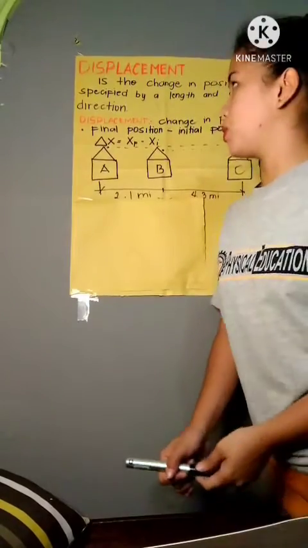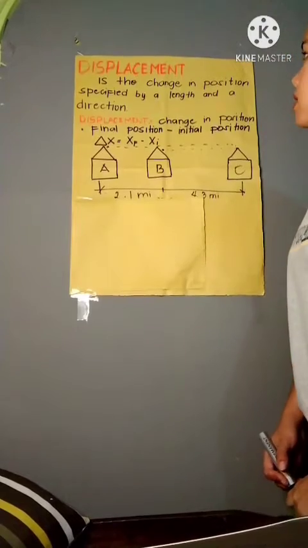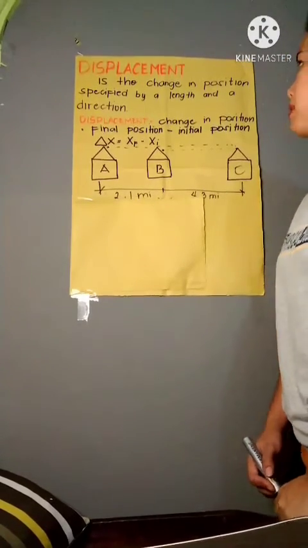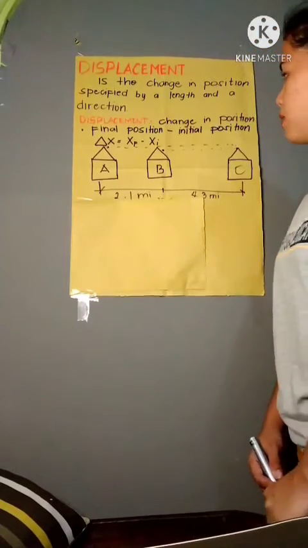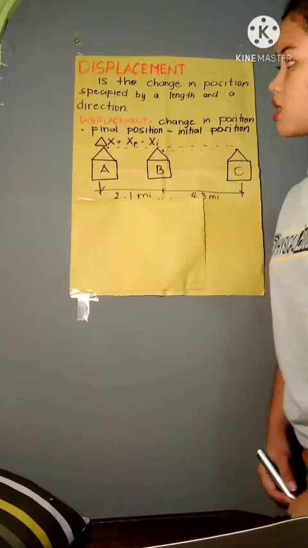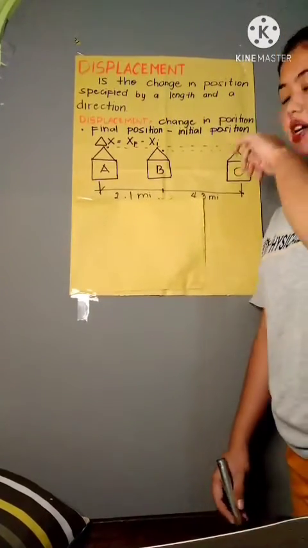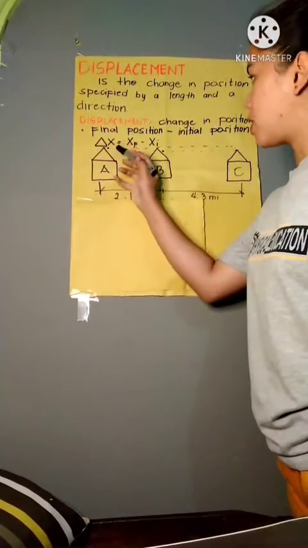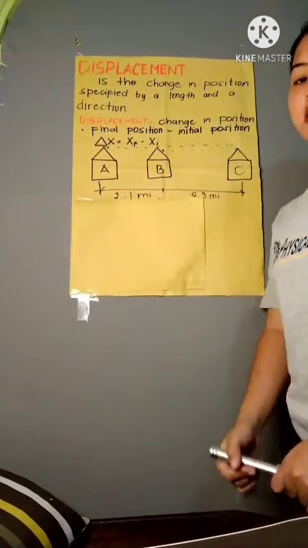Let's proceed to displacement. What is displacement? Displacement is the change in position specified by a length and a direction. Displacement is equal to change in position, which is equal to final position minus initial position. Ito siya: delta x equals final position minus initial position.